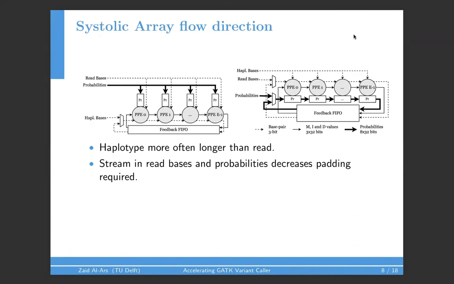In order to decrease the overheads incurred by the systolic array as we calculate the matrix, we start by optimizing our implementation based on the data characteristics. First of all, we notice that our matrix that we need to calculate has one side that is longer than the other. The side that represents the haplotype is usually longer than the side that represents the read. This means if we choose to stream the read bases and the probabilities instead of the haplotype bases, we'll be able to decrease the amount of padding that is needed by the systolic array.